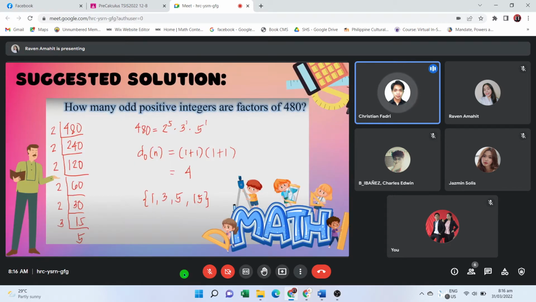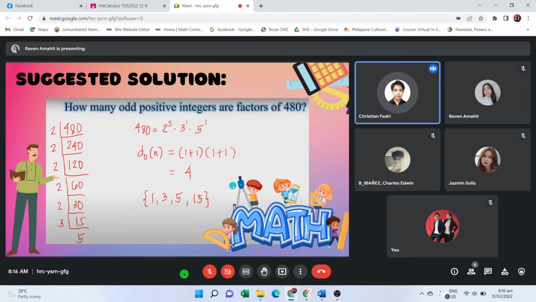So let's go back to the suggested solution. Now we can write 480 as the product of each prime number, that is 2 raised to 5 times 3 times 5. Note that the prime numbers 3 and 5 are used once as factors in the prime factorization of 480. Therefore, the number of odd positive integer divisors of 480 is equal to the exponent of 3, that is 1, 1 plus 1, next the exponent of 5 is 1, plus 1. Therefore, we have 4 odd positive integer factors of 480.